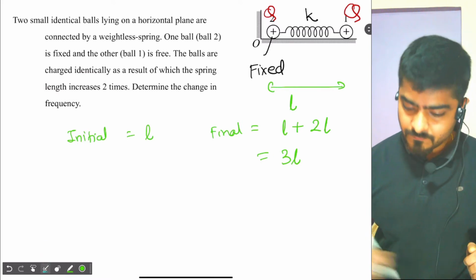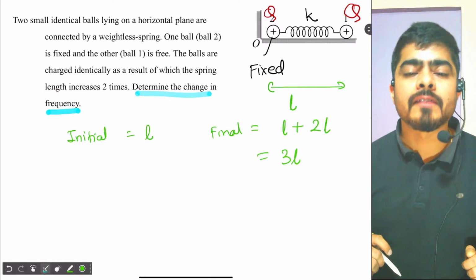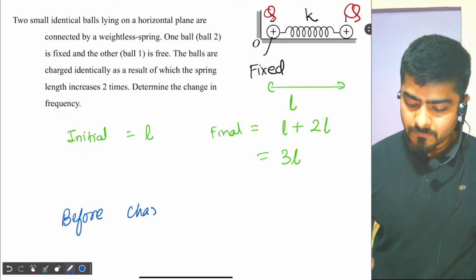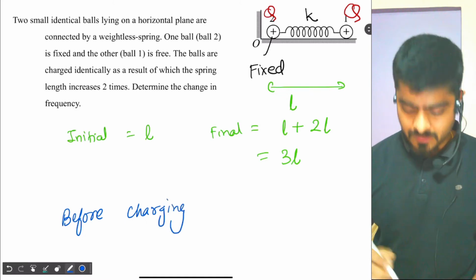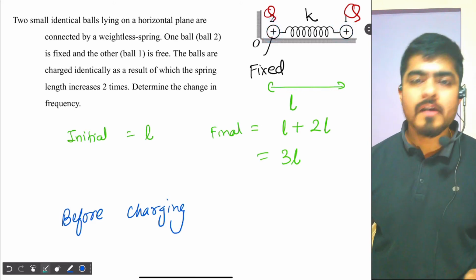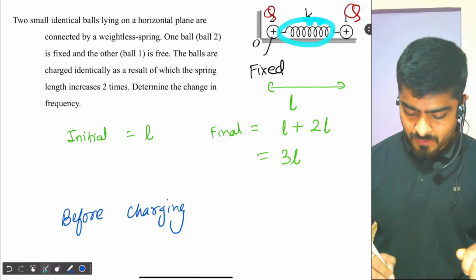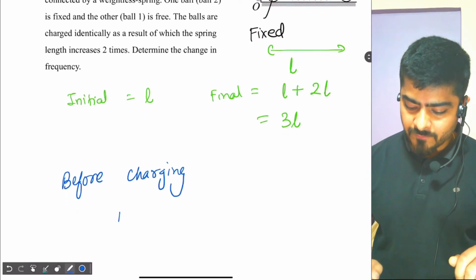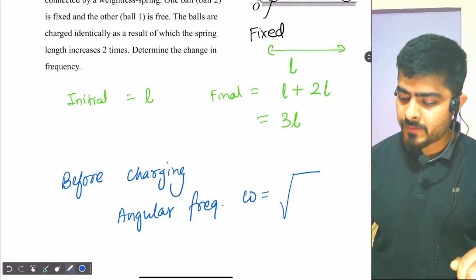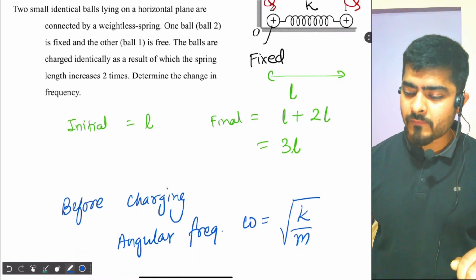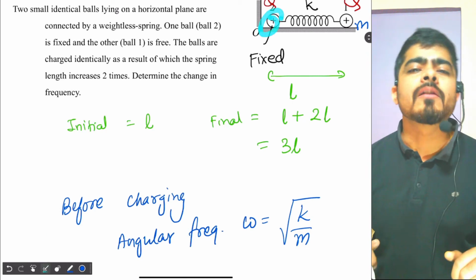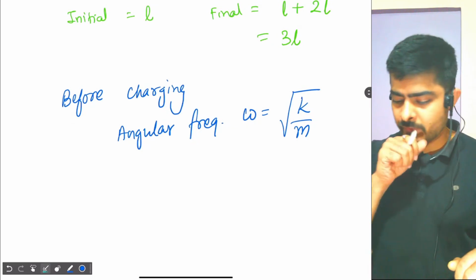Okay, determine the change in frequency. So before charging the balls, there is no electrostatic force between them. The only force between them will be the spring force. Okay, so before charging, you can say that the angular frequency omega will be under root K by M, where M is the mass of the ball 1. We don't care about the mass of the ball 2 because it is fixed. Okay, so this is your angular frequency before charging.